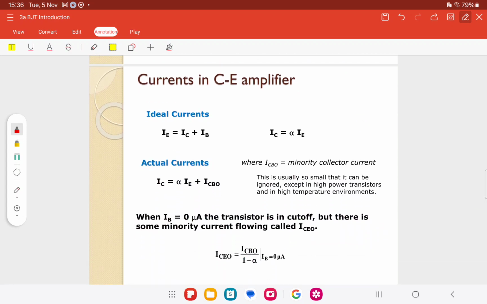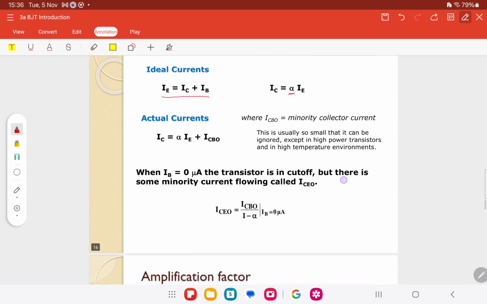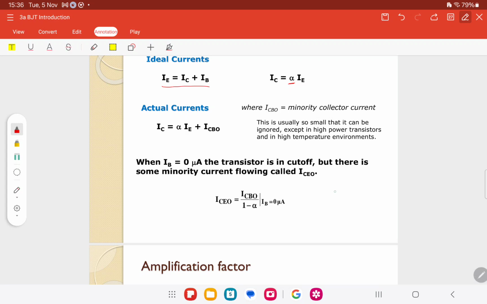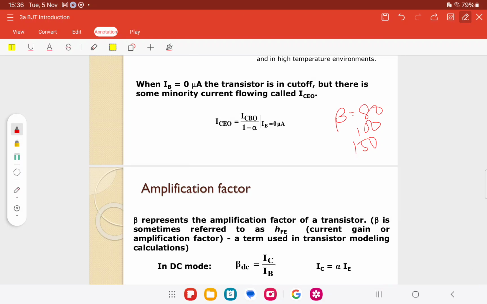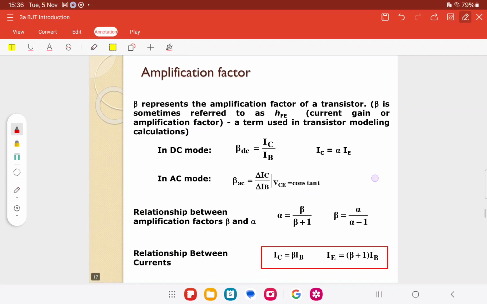The others are not much different. IE equals IC plus IB. This one is if we use alpha, but it is rather rare. Normally we use beta. The beta value will be given, usually a round number like 80, 100, 150. Not to worry, the value will be given. If it does not give the beta value, it will give the current value, so that you can manipulate with the relationship. In DC mode, normally we use the beta value.